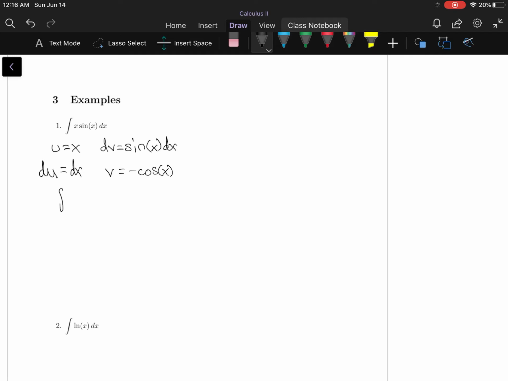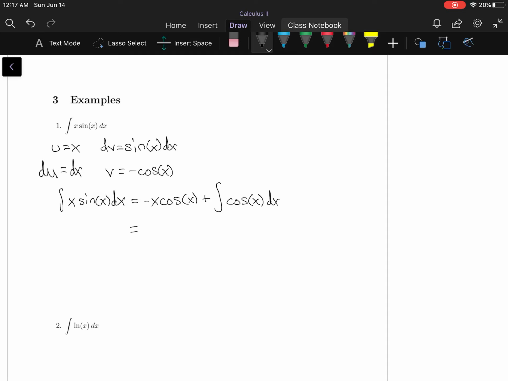integration by parts. So it says the integral of x sine of x dx is equal to u times v. So that's going to be negative x cosine of x minus the integral of v du. V is negative cosine x. I'm going to bring that negative sign out. I've got cosine of x, and du is dx.